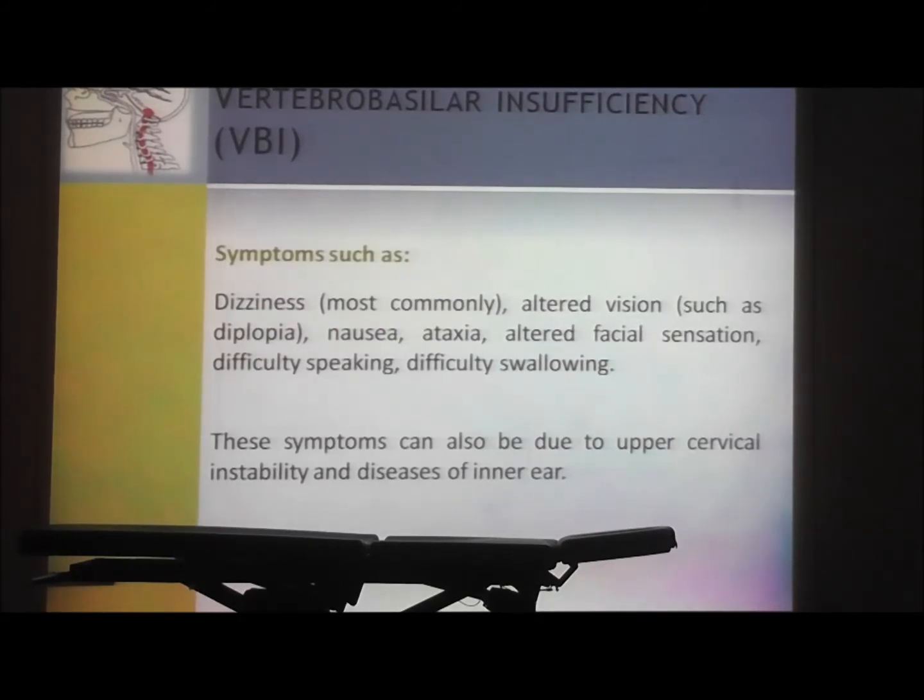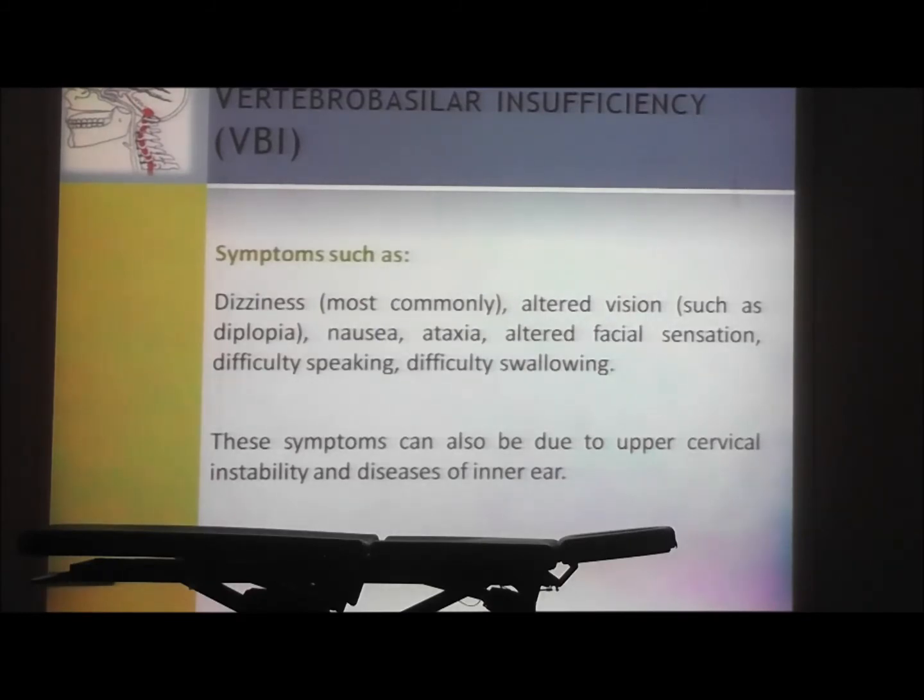This is the most important. I will ask the patient, if you've got any problem, do you feel any dizziness? Do you feel any altered vision, such as diplopia? The patient will feel diplopia, nausea, anxiety, altered facial sensation. He has numbness in his face, in his tongue. All these things are a contraindication with manipulation therapy.